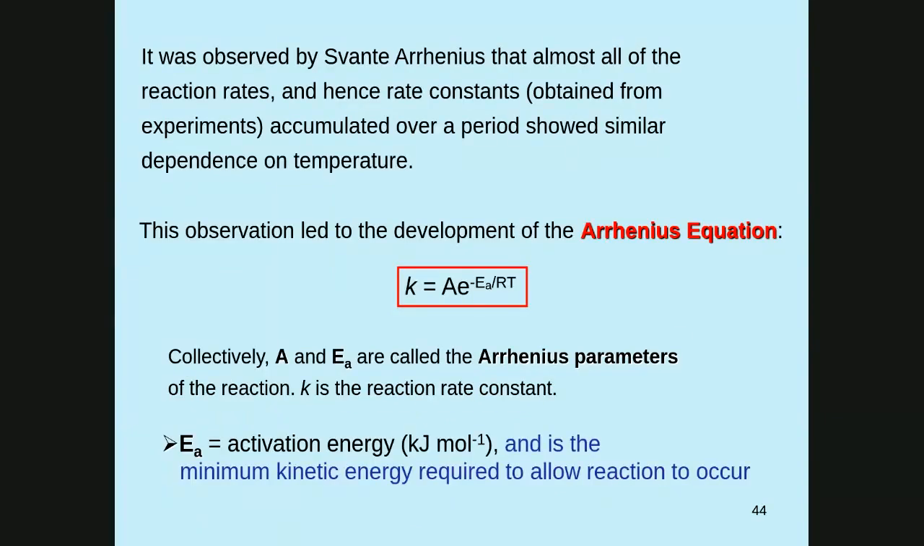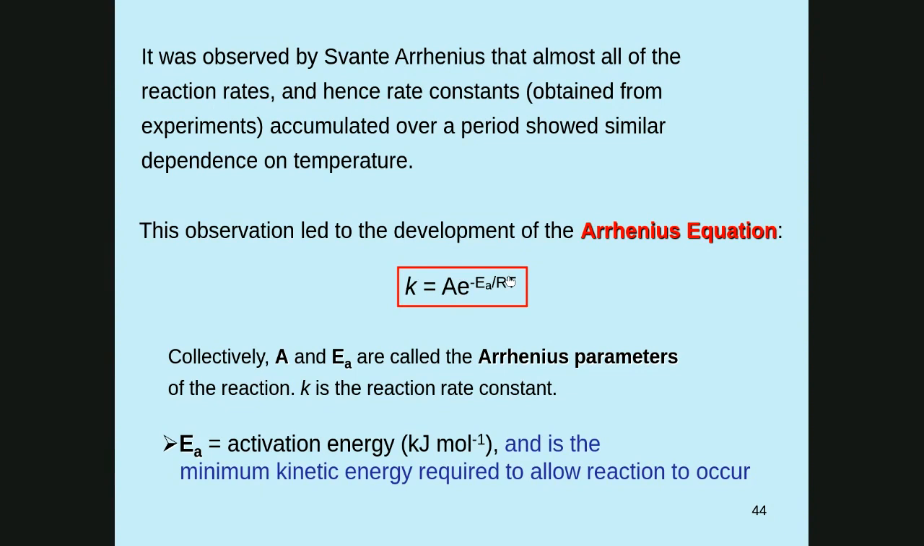Now, sometime in the 19th century, it was observed based on experimental results that for most reactions, the temperature dependence of k follows a particular pattern that was discovered by Arrhenius, a Swedish physical chemist. So the dependence on temperature can be given in the form of a simple formula known as the Arrhenius equation, where the temperature occurs here in an exponent, right?